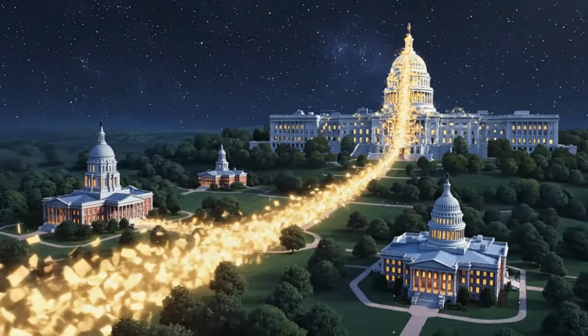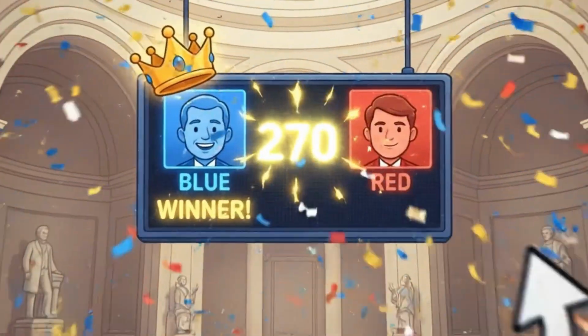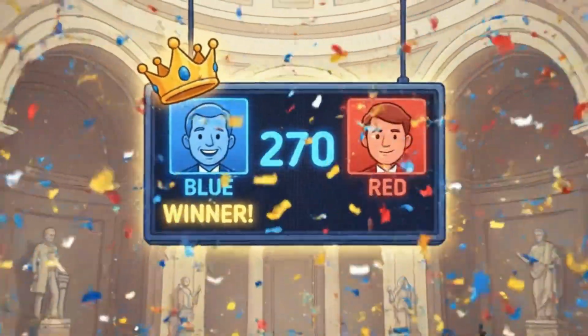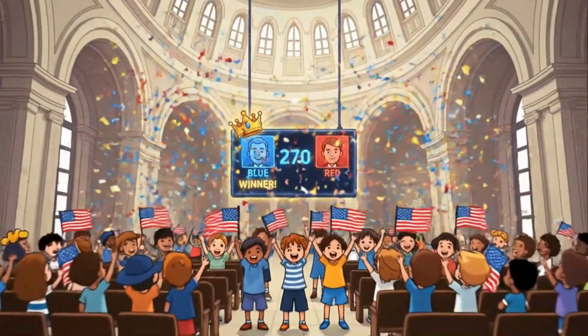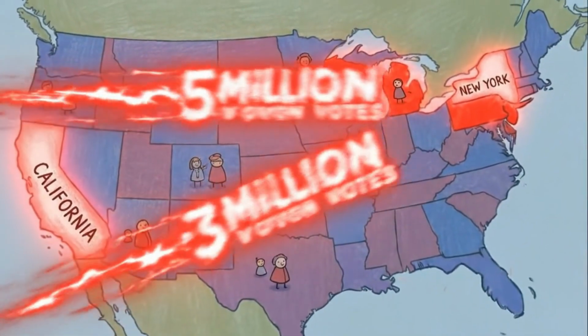These votes are then sent to Congress, where they are officially counted in January. The candidate who reaches 270 electoral votes first is declared the winner. This winner-take-all aspect is absolutely key to understanding why the popular vote can differ from the electoral outcome.